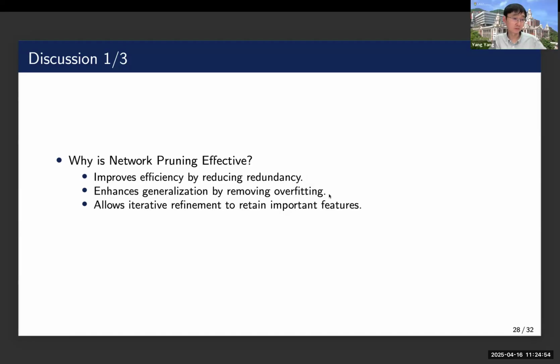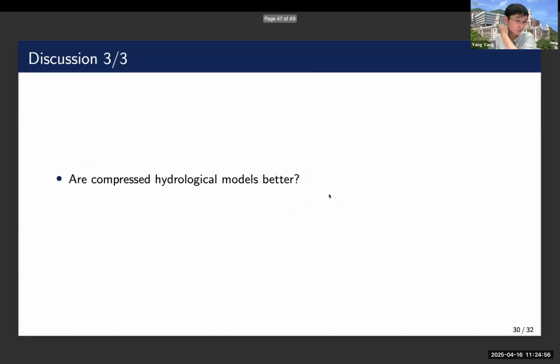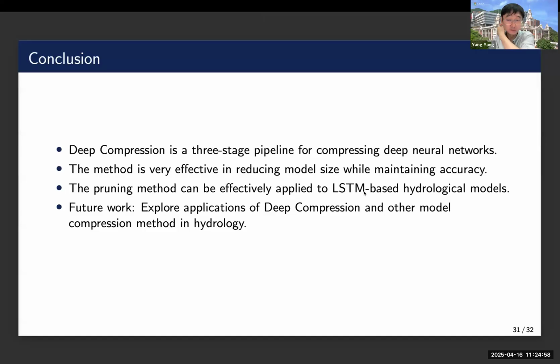Okay, so this is 3 questions I have. We discussed them. Then this is a conclusion. So the paper proposed a very effective method for compressing deep networks. So it can be reducing the model size by like 40 or 50 times while still maintaining the accuracy, like 3% of the original size of the small model can still have good performance.